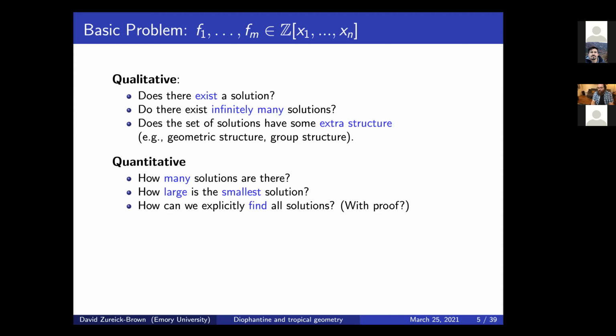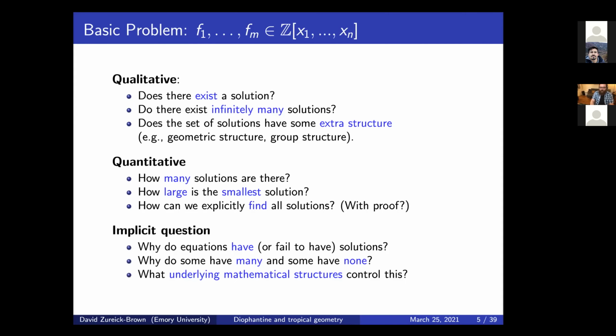These are actually two different questions. Sometimes it's still difficult to conjecturally find all of the solutions. And I'll show you examples of all of these. But the implicit questions are, why do some equations have solutions or fail to have solutions? Why do some have many and some have none? So what kind of underlying structures control this?